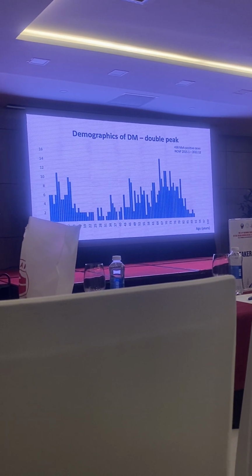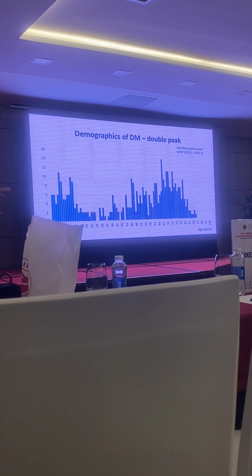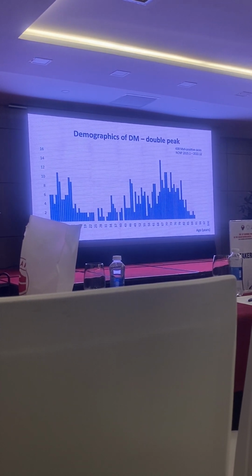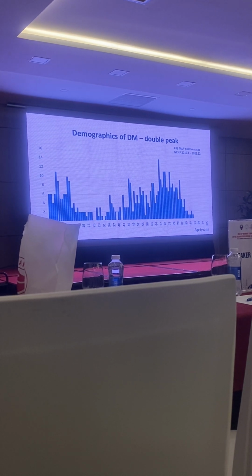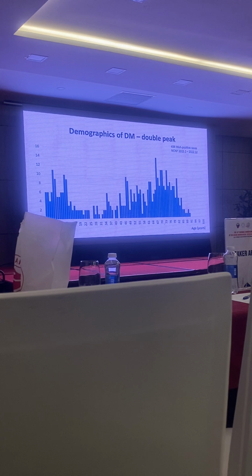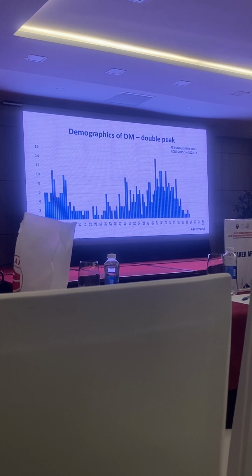And you can see there's clearly a double peak, right? There is a big peak in the pediatric range. This is why when pediatricians talk about myositis, they always say JDM, juvenile dermatomyositis, because they have many dermatomyositis patients.